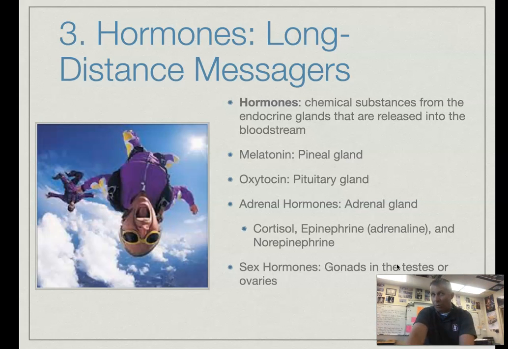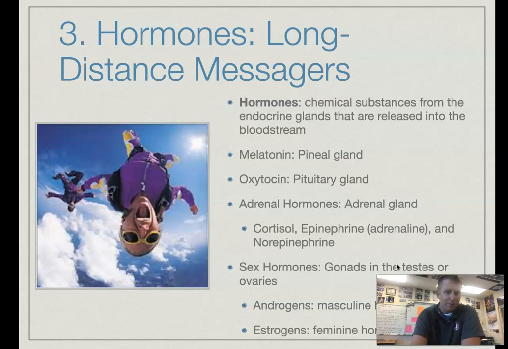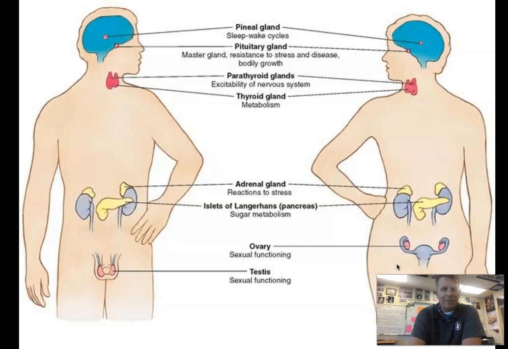You have your sex hormones, the gonads, which are testicles for boys and ovaries for women. They release androgens and then also estrogens. So you have your androgens, which are masculine hormones. The most common is testosterone, and then estrogens, which are feminine hormones. Both men and women have both in their body. And so here's a diagram of the endocrine system and all that stuff.